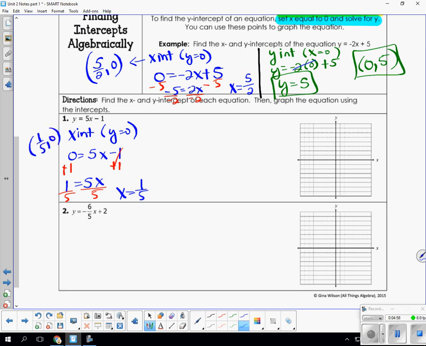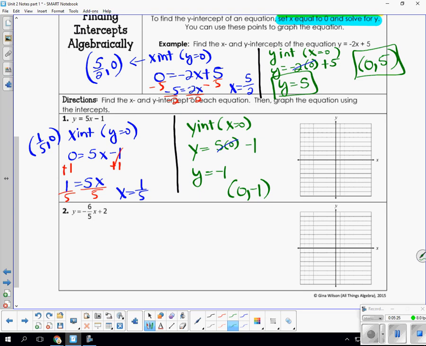Now let's find our y-intercept. That means my x is going to be set equal to 0. So for my y-intercept, I'm going to have y equals 5 times 0 minus 1. 5 times 0 is gone. My y-intercept is negative 1. So my ordered pair for this one is going to be 0, negative 1.